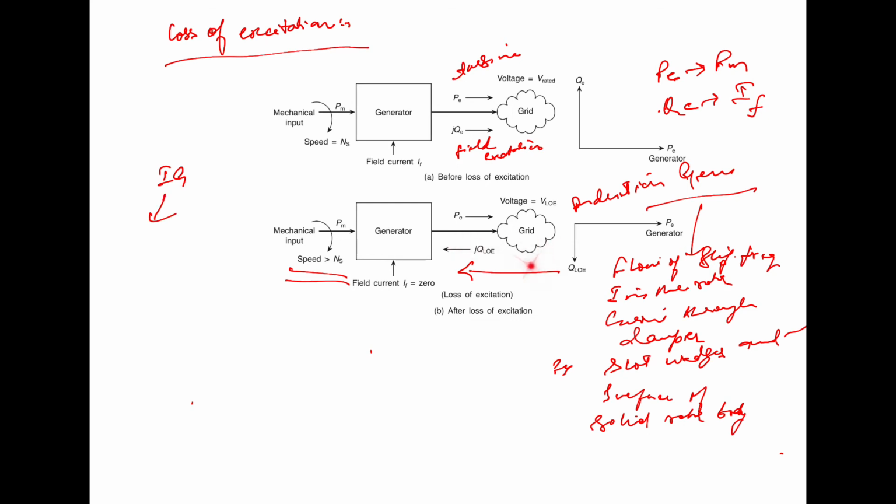will be able to meet the reactive power requirement fully or partially. If the grid is able to fully satisfy this demand for reactive power, the machine continues to deliver the active power PE but draws the reactive power, let us suppose QLOE MVA, and there is no risk to the stability of the system. However, as you know, the generator is not designed as an induction machine, so abnormal heating of the rotor and overloading of the stator winding will take place.